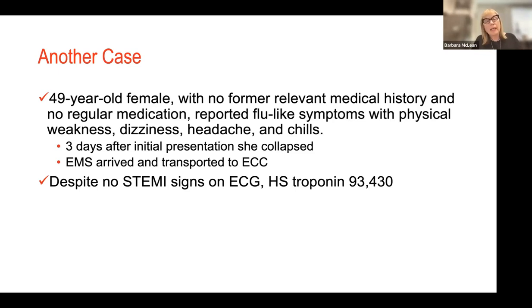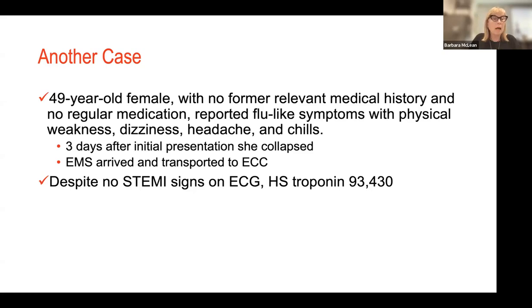Of course they're going to do an EKG because she's collapsed. Doesn't matter how old or young she is or what her history is. She's collapsed. On her EKG, there's no signs of STEMI. However, she gets a high sensitivity troponin, and it's 93,430. Okay, no STEMI, but she has an HS troponin of 93,430.